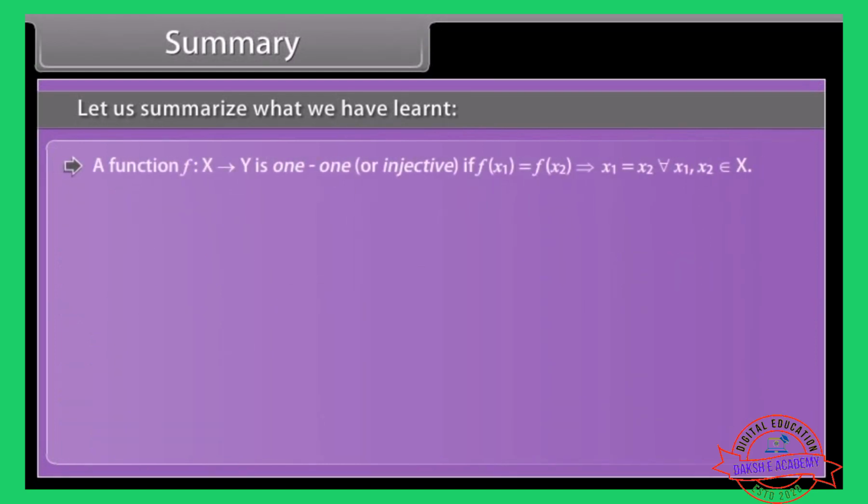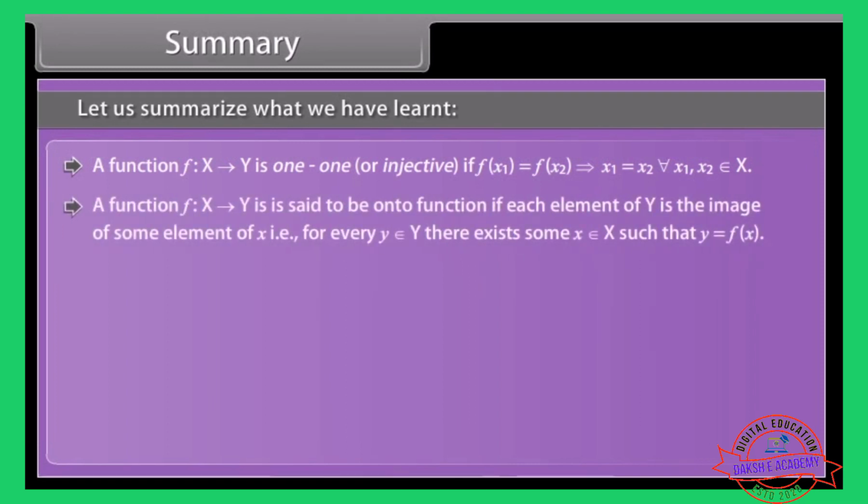A function f from X to Y is one-one or injective if f(x1) equals f(x2) implies that x1 equals x2 for each x1, x2 belongs to X. A function f from X to Y is said to be an onto function if each element of Y is the image of some element of X, that is, for every y belongs to Y, there exists some x belongs to X such that y equals f(x).